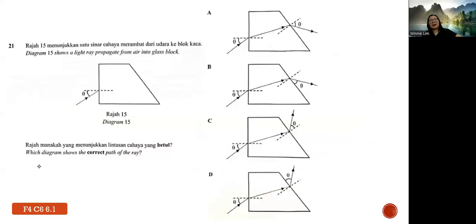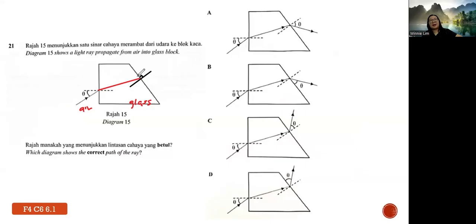21. Diagram 15 shows a light ray propagating from air into the glass block. Which path is correct? So this is the idea of refraction. When the ray travels from air to glass, it actually slows down. When it slows down, the ray will generally refract towards the normal. Understand? Then you always need to draw the normal line. So what is this normal line? A line which is at 90 degrees to the surface.